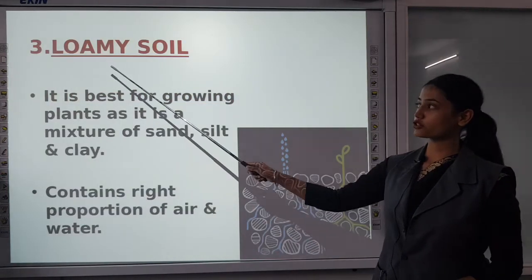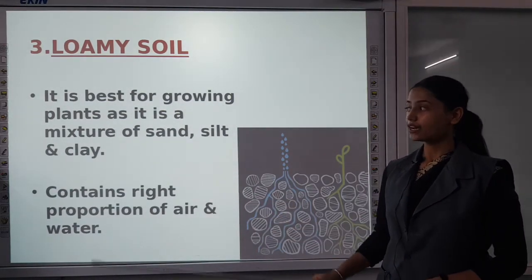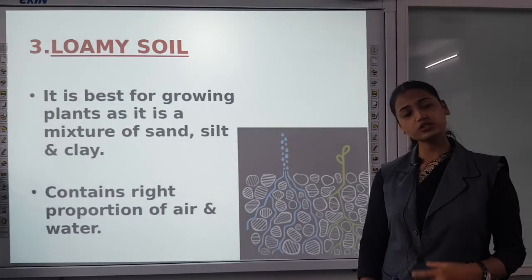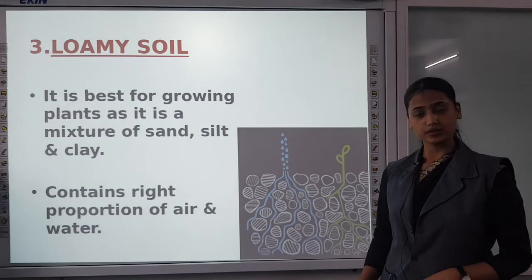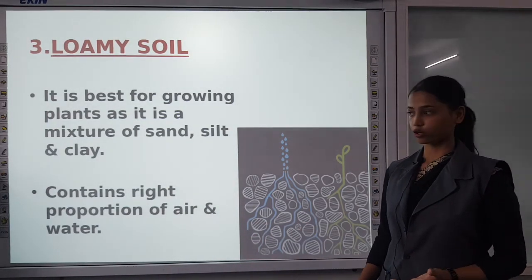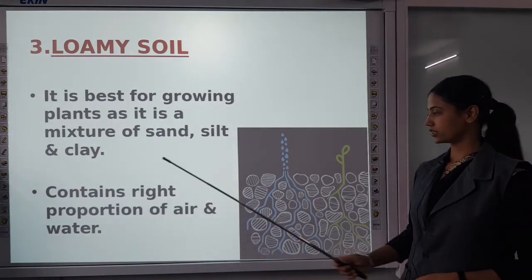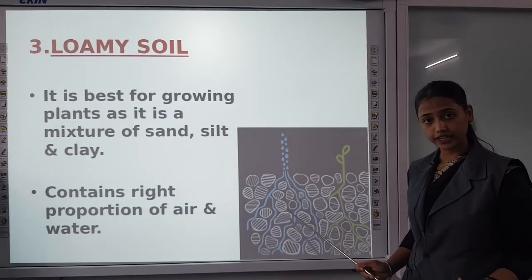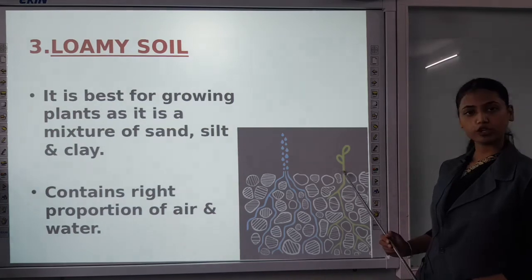The next type of soil is loamy soil. This is best for growing plants because it is a mixture of sand, silt and clay. It contains almost equal amounts of sand, silt and clay, which makes it best for growing crops. It contains the right proportion of air and water. Here you can see enough space is present to fill air and to hold water, and you can see it is appropriate for the growth of plants.